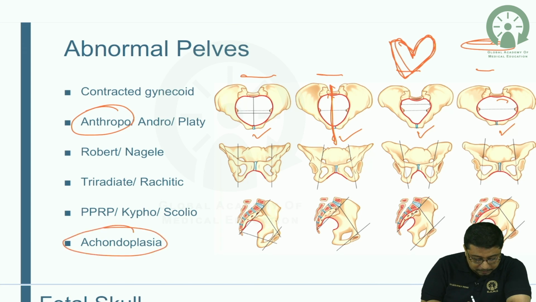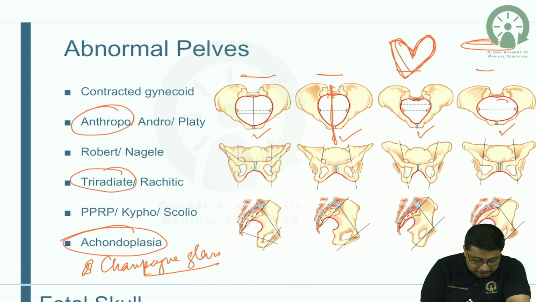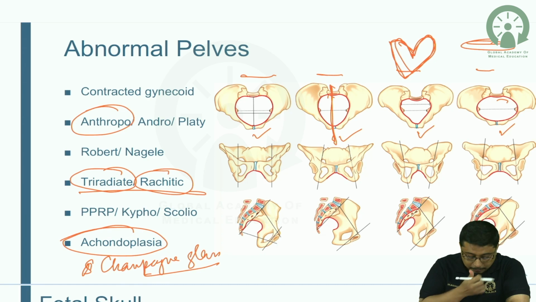One more shallow pelvis is seen in achondroplasia, which is known as the champagne glass pelvis. Champagne glass deformity. Deformities are also seen in osteomalacia and rickets, the triradiate and rachitic pelvis. There is a particular type of pelvis which you need to know, where the ala of the sacrum is congenitally absent. So instead of like this, the sacrum is either having one ala or no ala at all.